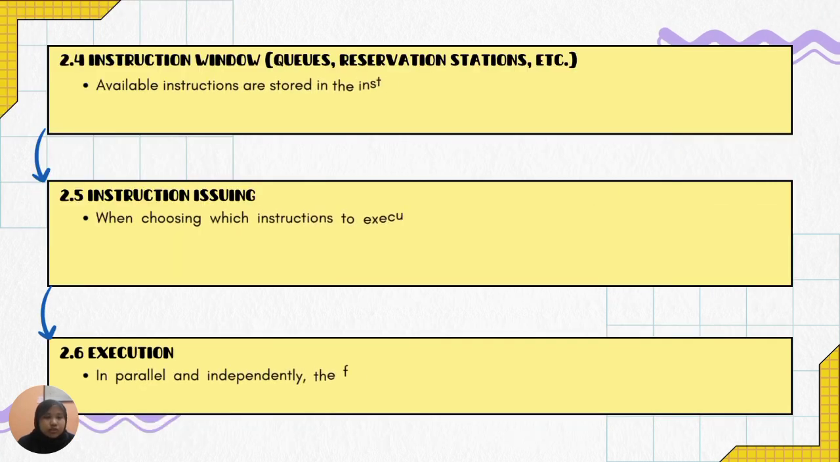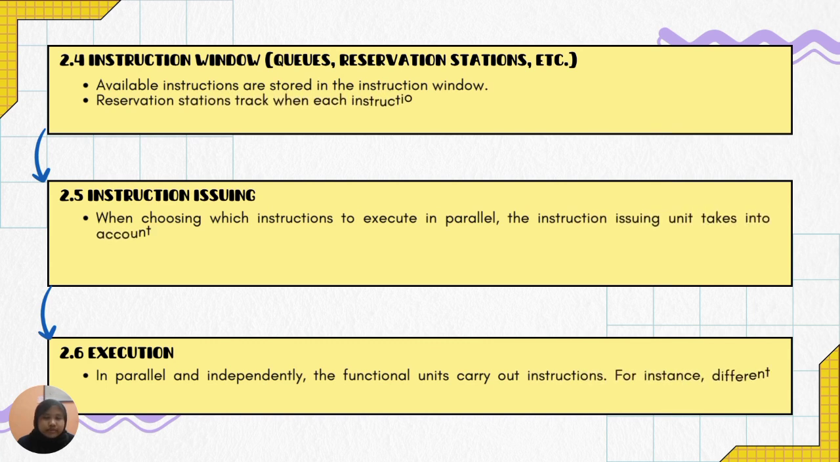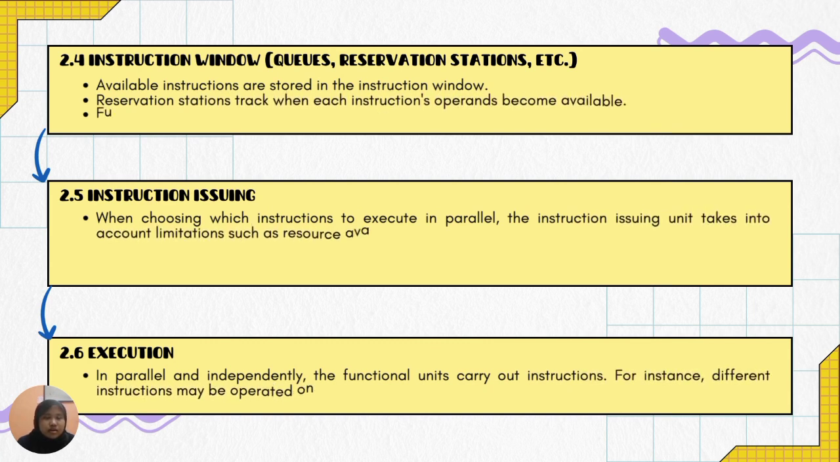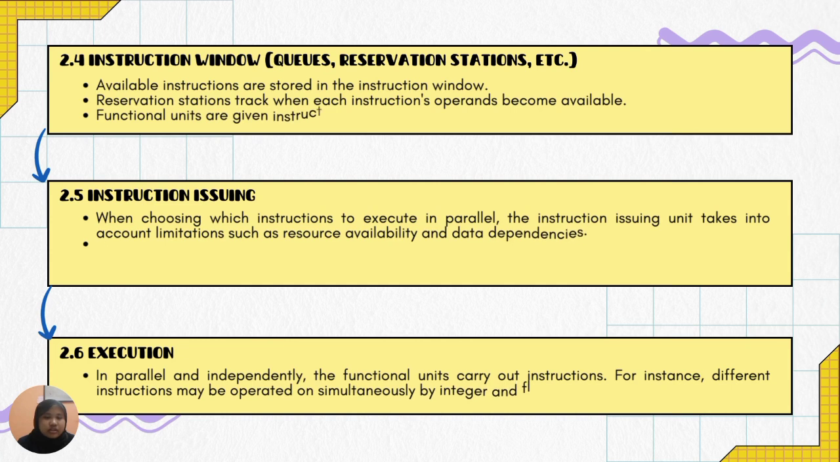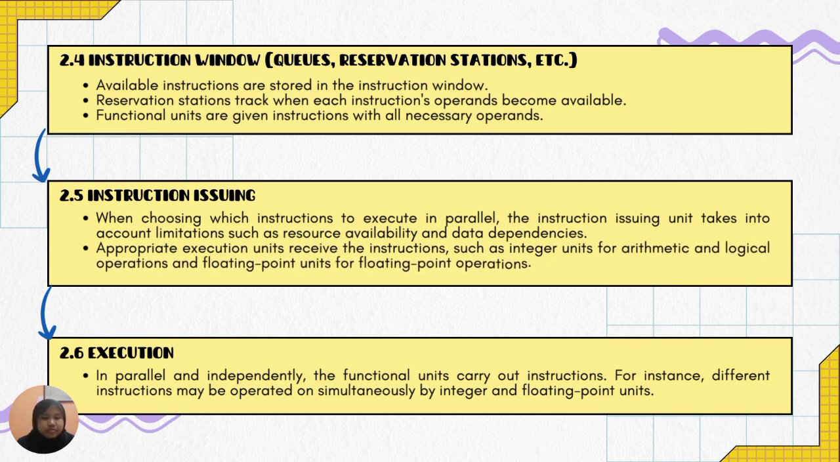Next, instruction windows, for example, queues, reservation stations, and many more. In the instruction window, the available instructions are stored. The reservation station tracks when each instruction's operands become available, and the functional units are given instructions with all necessary operands. And then, instruction issue.